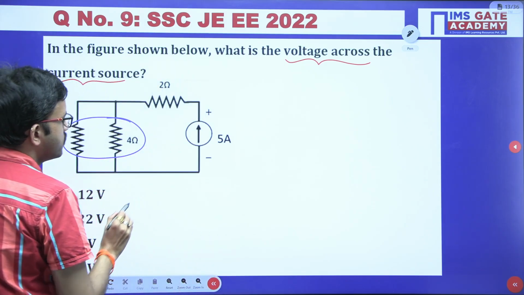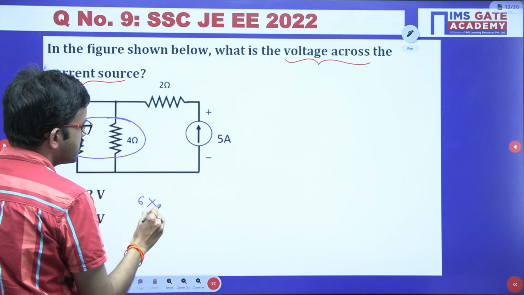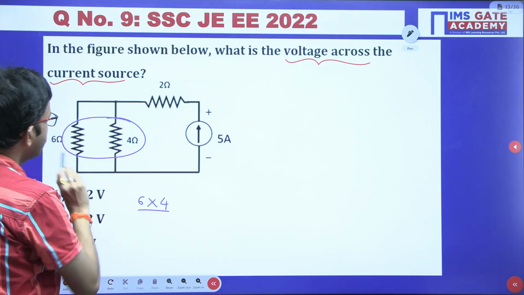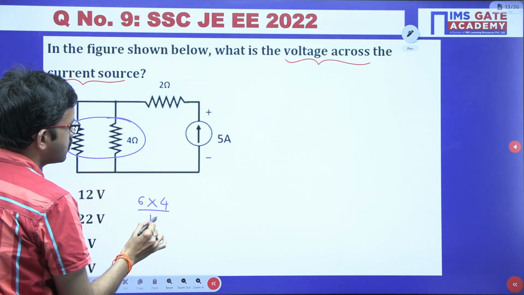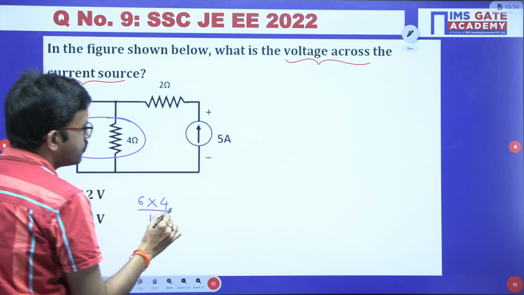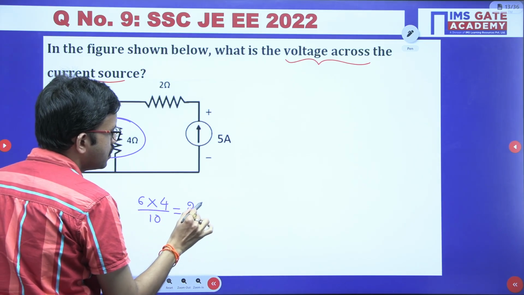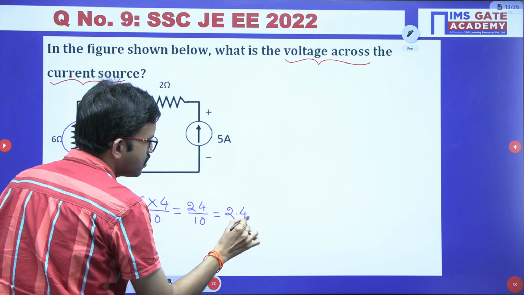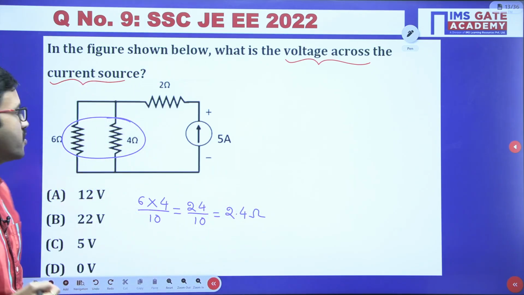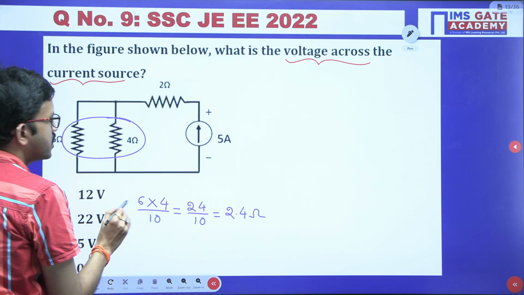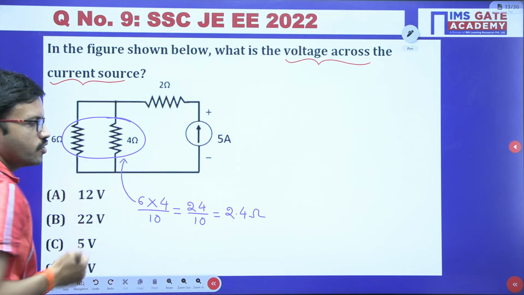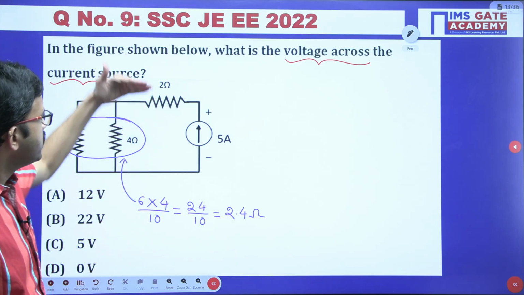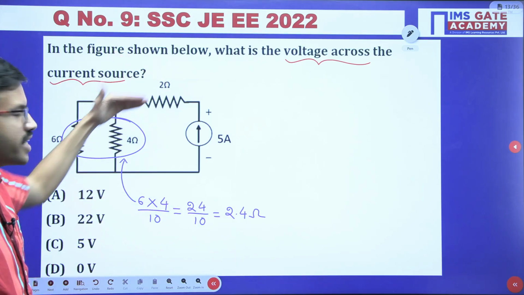6 into 4, that is R1 R2 divided by R1 plus R2. R1 plus R2 means 6 plus 4, that is 10. 6 4s are 24 divided by 10, that is nothing but 2.4 ohm. This entire equivalent resistance is nothing but 2.4 ohm. Now here you got one single resistor 2.4 ohm, and here you have a 2 ohm resistor. These two are connected in series.